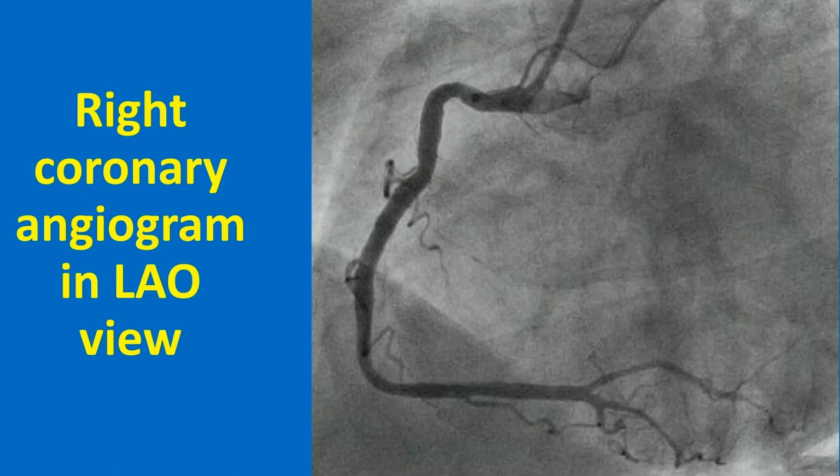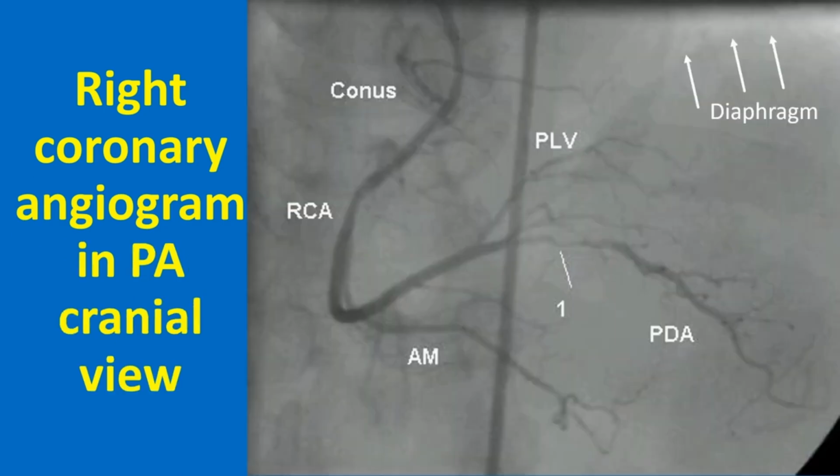Right coronary dominance is much more common than left dominance. Even when the right coronary artery is dominant, the major portion of left ventricular myocardium is supplied by the left coronary artery. PA cranial view of right coronary angiogram is shown here.